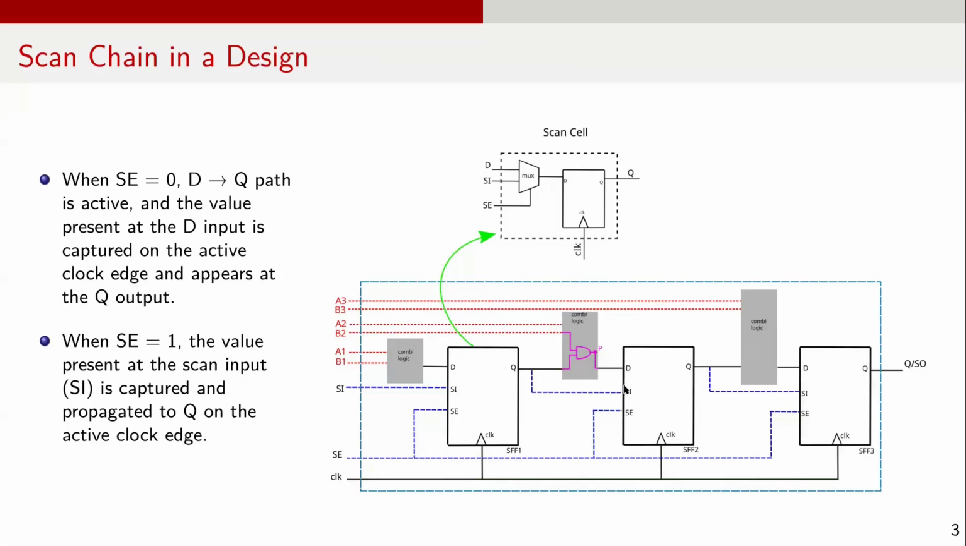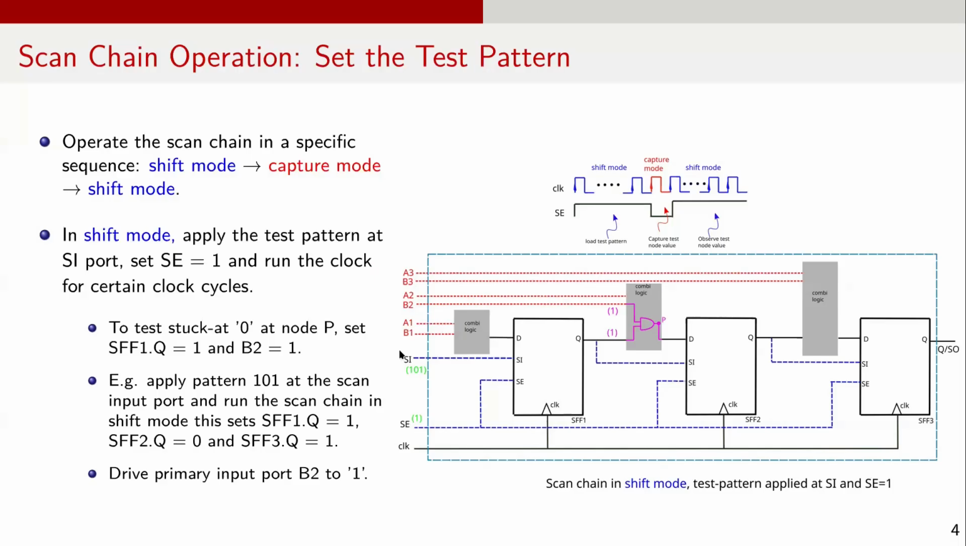We want to test whether node P, which is the output of this AND gate, is stuck at logic 0 or not. To detect the stuck-at fault in the design, the scan chain is operated in a specific sequence. First, it is operated in shift mode, then capture mode, and then back again to shift mode. Let's discuss these steps one by one.